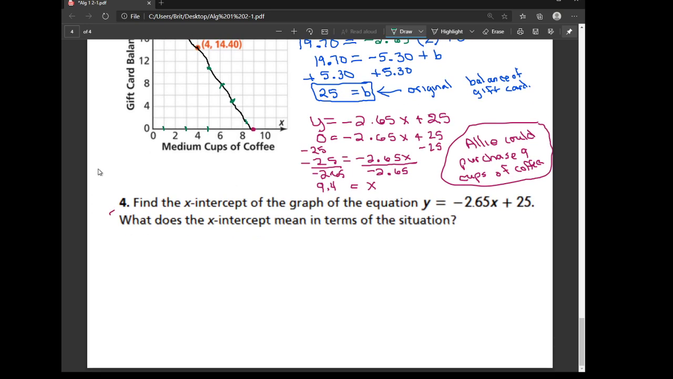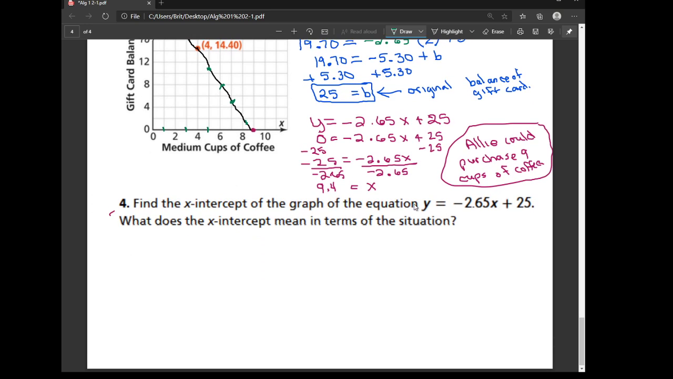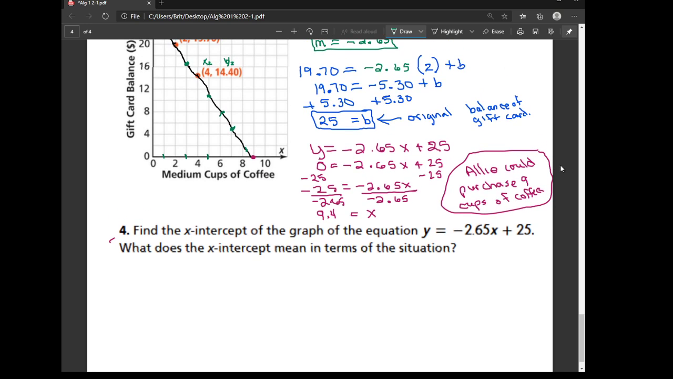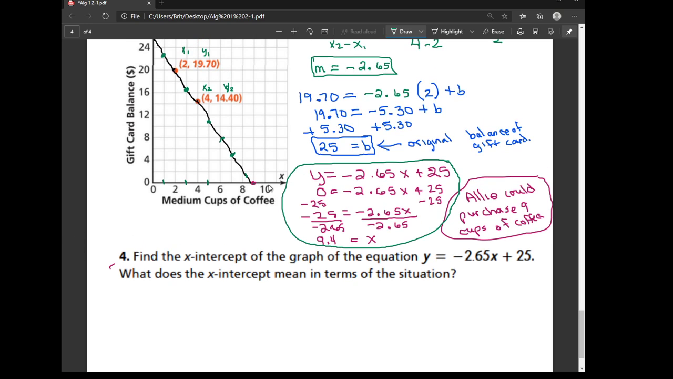Alright, so then question number 4. It says find the x-intercept of the graph of the equation of y. And it says what does the x-intercept mean in terms of this equation? I've actually already done that in this example. Right here in this red text. Right? I said, well, when the graph is crossing x, the y value is 0. So that's the number of cups of coffee that you could have when the balance of the gift card is 0. So that's what the x-intercept means.